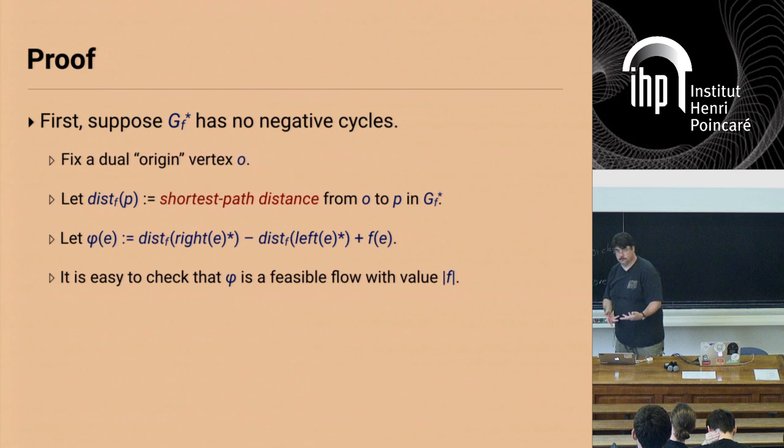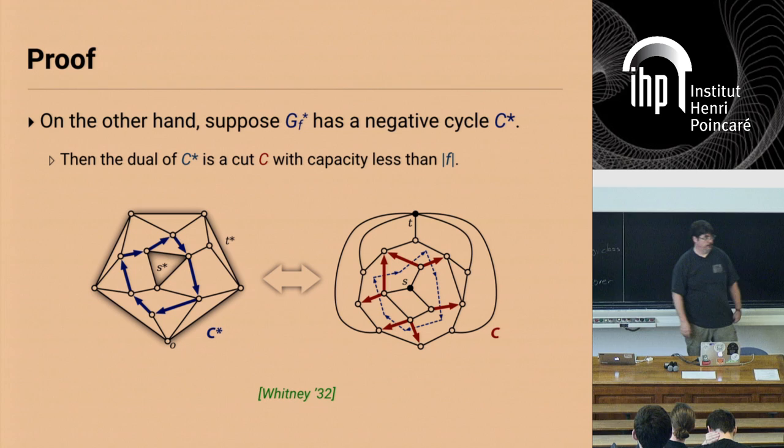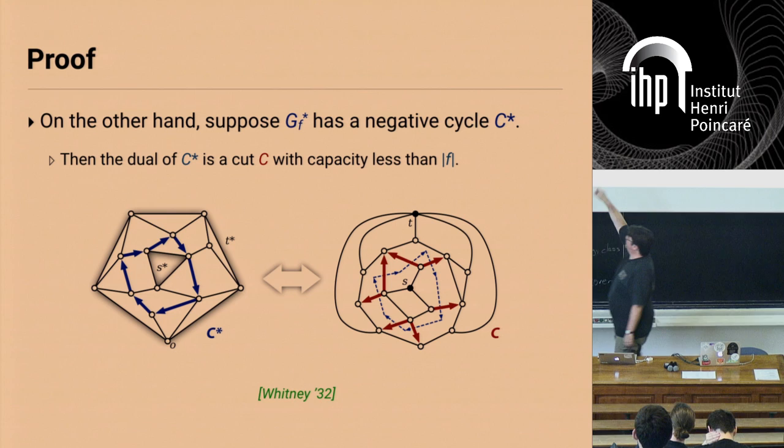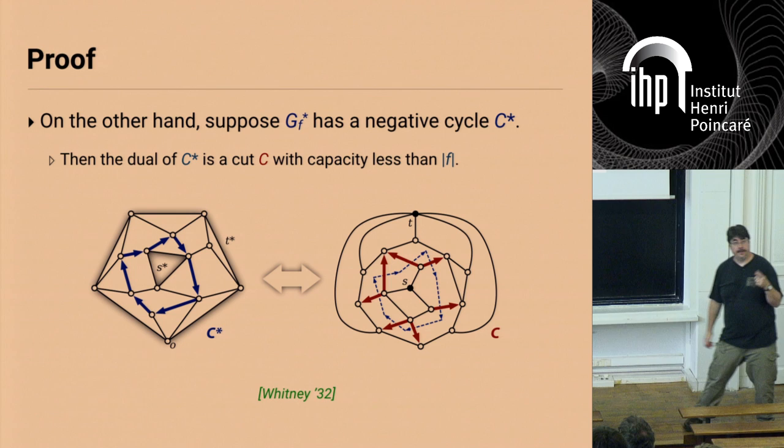Details, details, details. The other direction is the one that I can actually draw a picture for. If there's a negative cycle in the dual residual graph, what that corresponds to back in the primal graph is a cocycle, otherwise known as a cut. This is a collection of directed edges so that every directed path from S to T contains at least one of those directed edges. And the total residual capacity along those edges is negative.